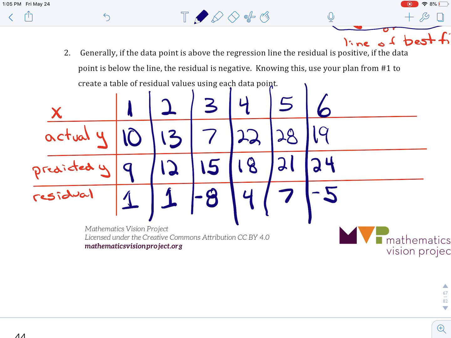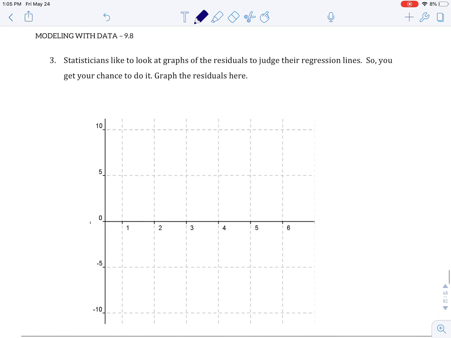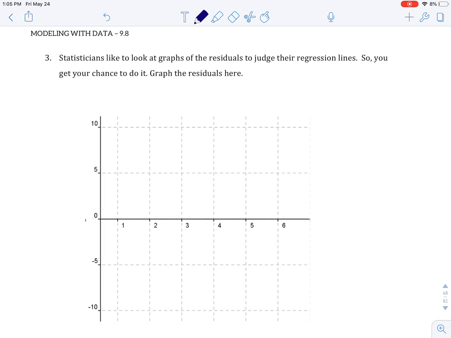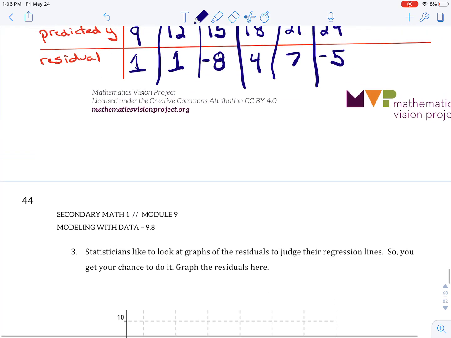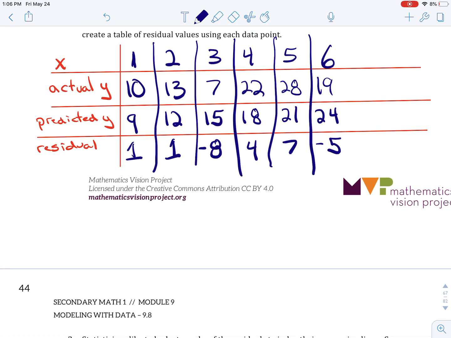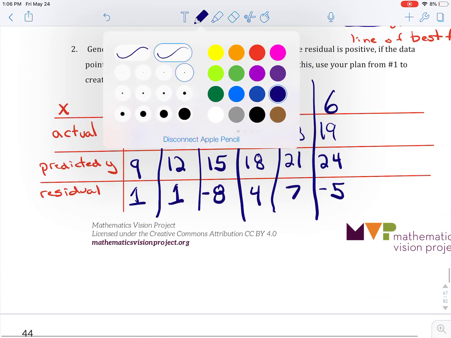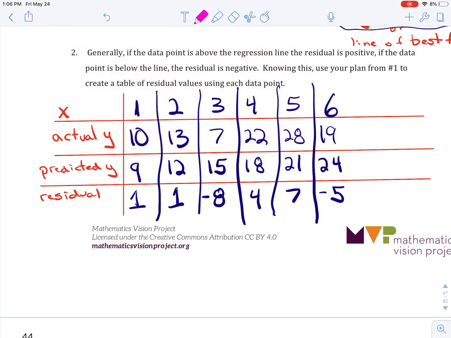So we're going to take our data, and now, number 3, statisticians like to look at graphs of residuals to judge their regression lines. So you get a chance to do it. Graph your residuals here. Here is a graph of our residuals. So for x equaling 1, was it above the line or below the line? Well, it was 1 above. So when you do this whole new thing that people forgot last year, this line is your x, and this line is your y.